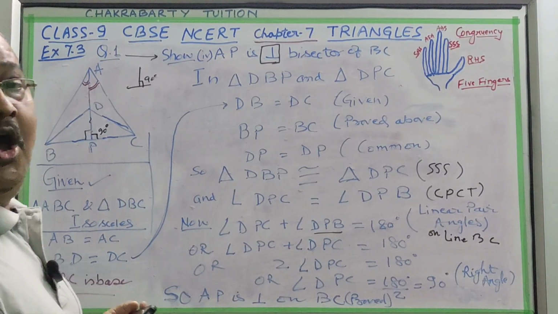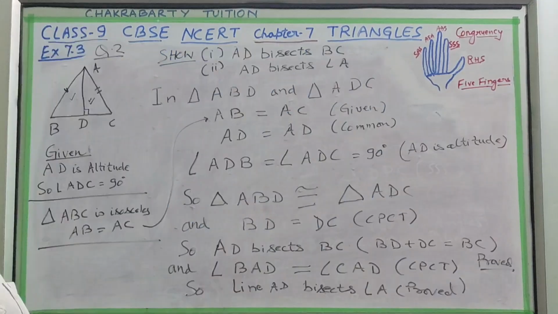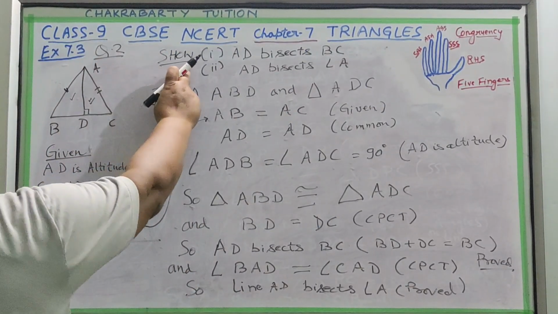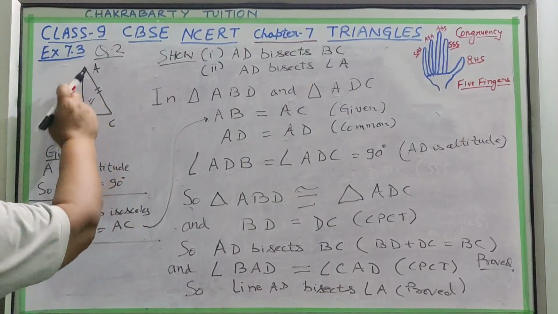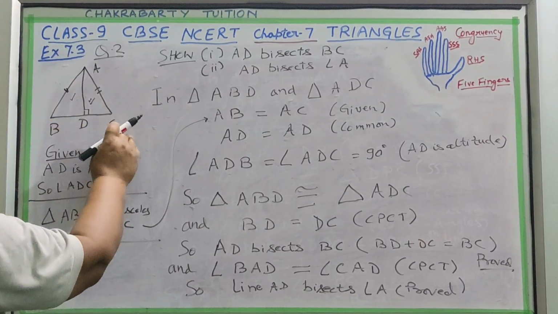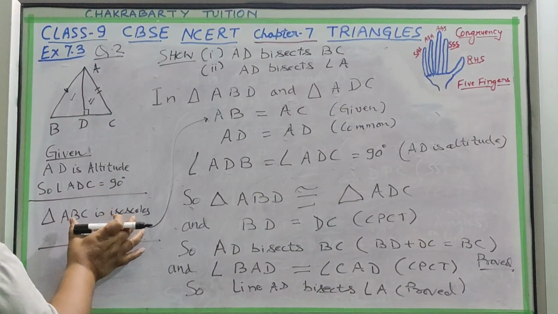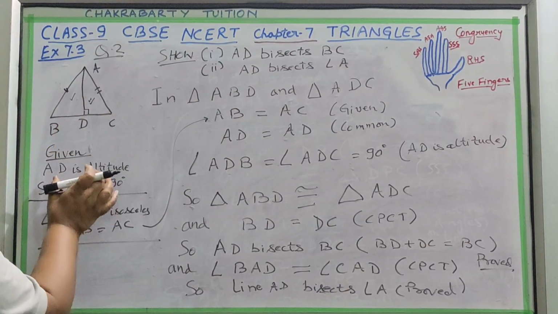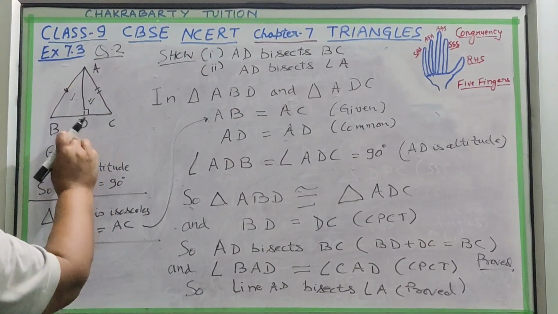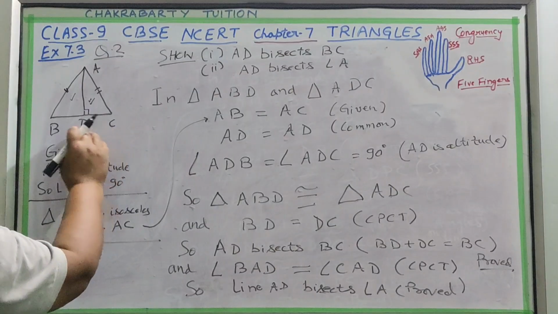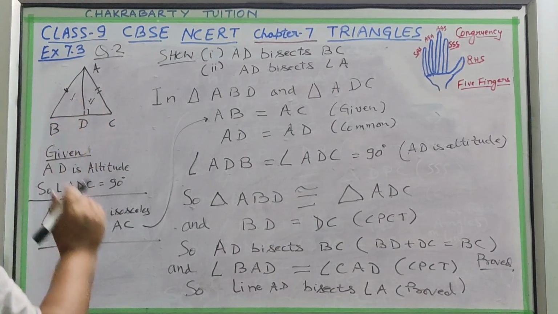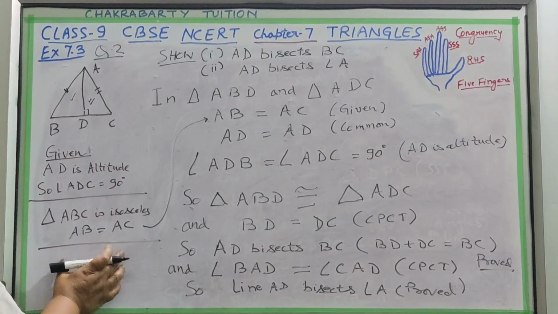Now we will go to question number 2 to solve it. In question number 2, two things you have to prove. First we have made a diagram ABC. ABC is an isosceles triangle, which means this line and this line will be equal. It is your baseline. AD is an altitude on the line BC, so it will make a 90 degree angle on the base. So these two things are given.